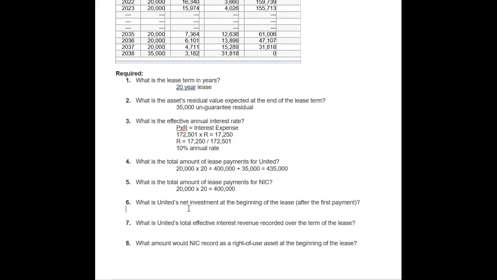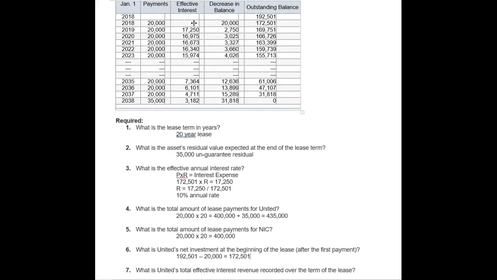All right. Now, what is United's net investment at the beginning of the lease after the first payment? I'm not sure exactly why, but we know their initial is $192,501 because that's the present value of the lease payments for United. Okay. And then it says after the first payment, so we're going to take off that $20,000, and that means our net would be $172,501. Again, not sure why they're asking that, but that sort of gives you the hint. It's 192, but after the first payment, our initial is 172,501.